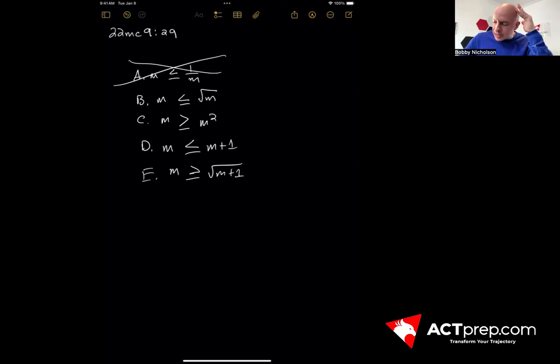1 on these isn't looking like it's going to work very well. So we'll just try a number that'll give us a perfect square. So let's go with 4. 4 is less than or equal to the square root of 4, which is 2, and that is not true.